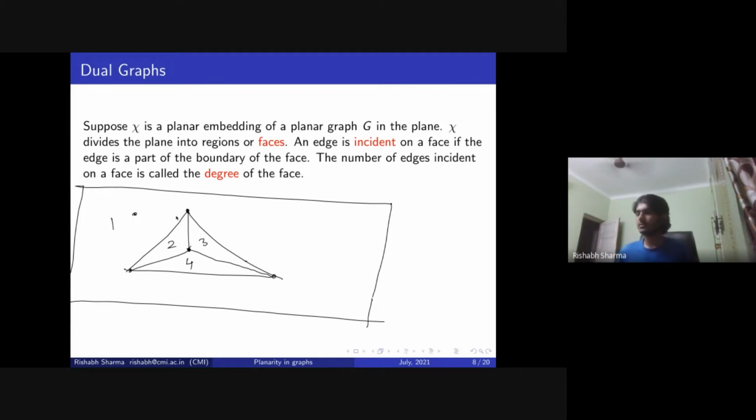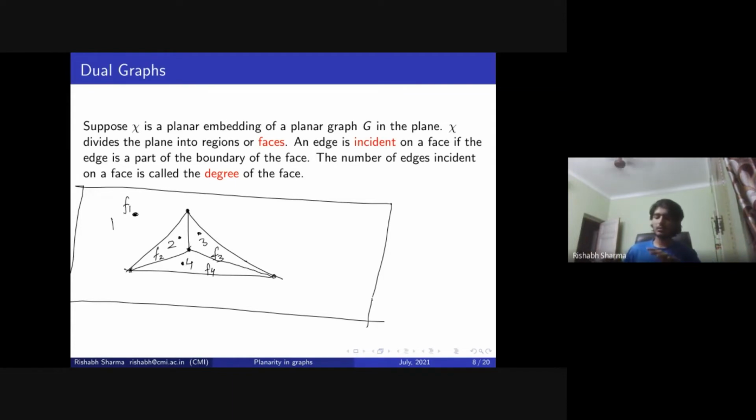So I account for that. The idea is to associate vertices to each of these regions. I call these regions faces. So all of these are faces. I call them F1, F2, F3, and F4. And to each face, I associate a vertex. I just draw it inside. This is a standard way to draw duals. So for each face, associate a vertex.